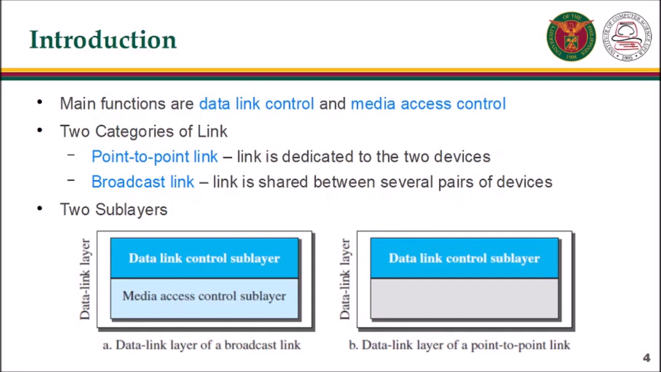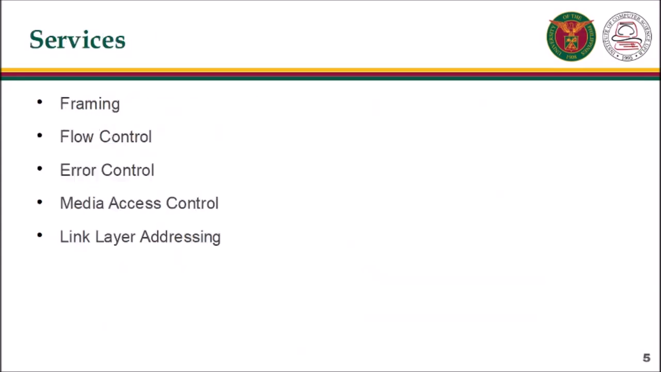To better understand the functionality of and the services provided by the link layer, we can divide the link layer into two sublayers: Data Link Control, or DLC, and Media Access Control, or MAC. The Data Link Control sublayer deals with all issues common to both point-to-point and broadcast links. The Media Access Control sublayer deals only with the issues specific to broadcast links. Services offered by the data link layer are framing, flow control, error control, media access control, and link layer addressing.